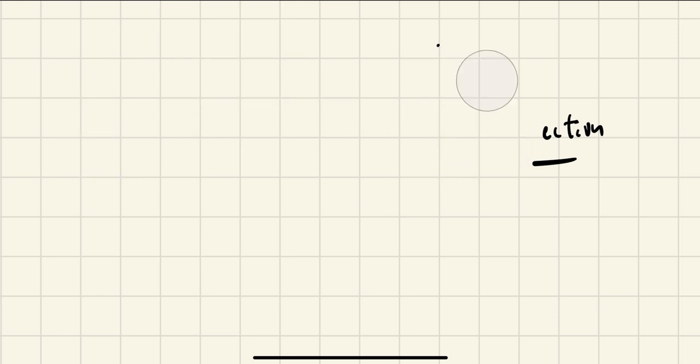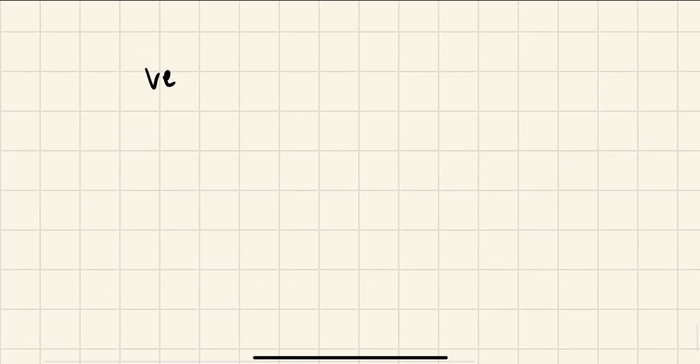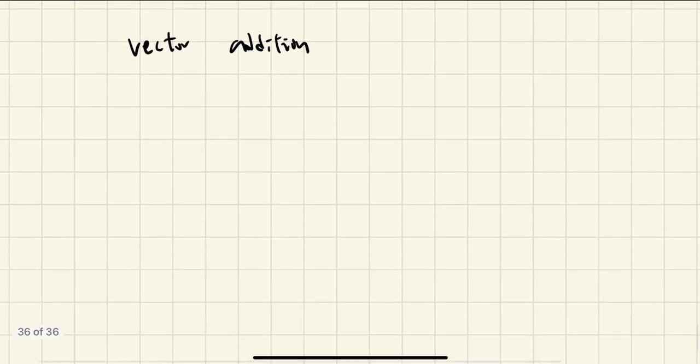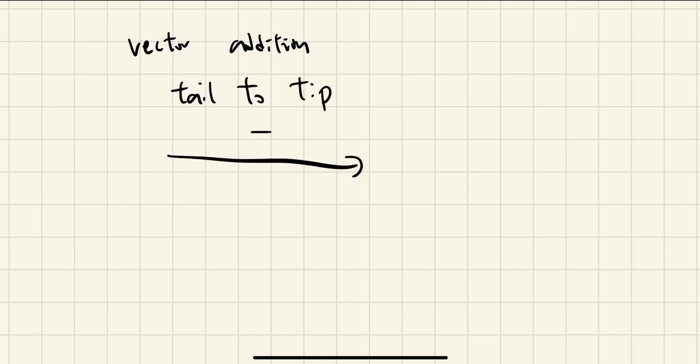Let's also go through some basic vector operations, so vector addition. Vector addition is really simple. You should just learn this tip called tail to tip. That's the main thing about vector addition. So for example, you have a vector A. If you want to add another vector, the tail here has to be attached to a tip.